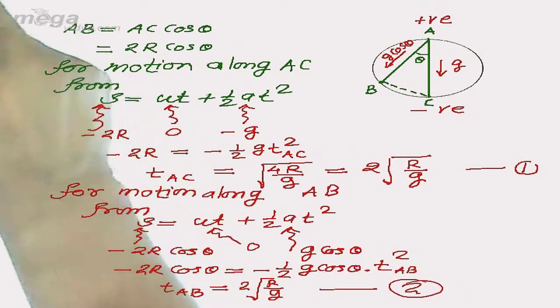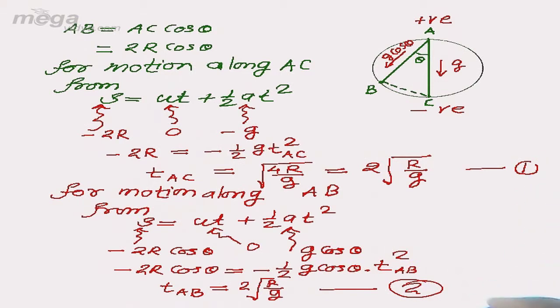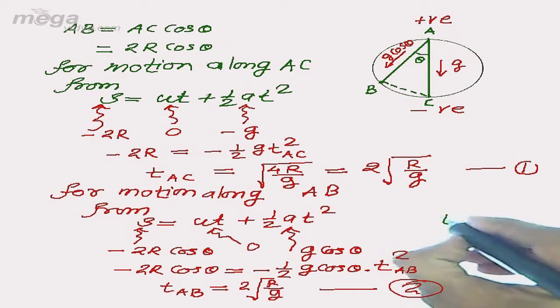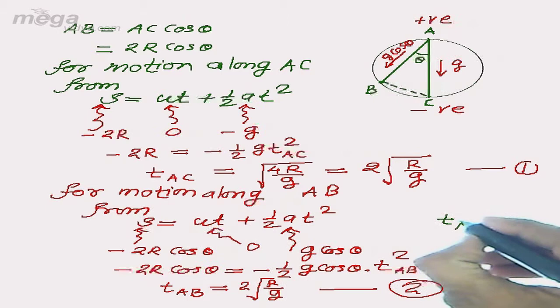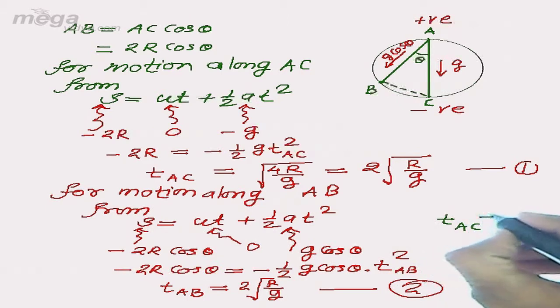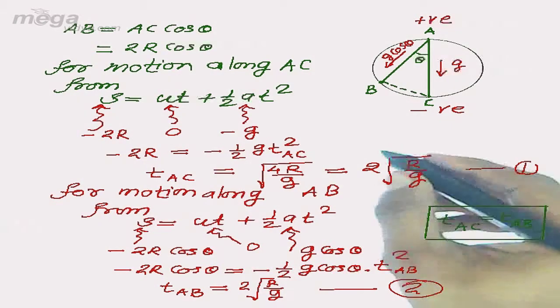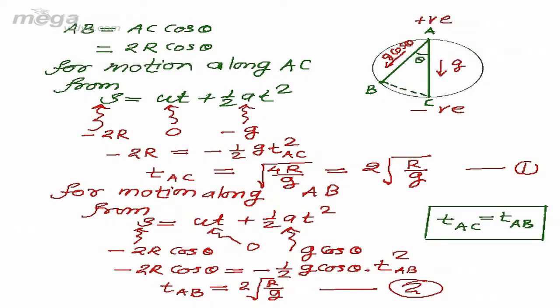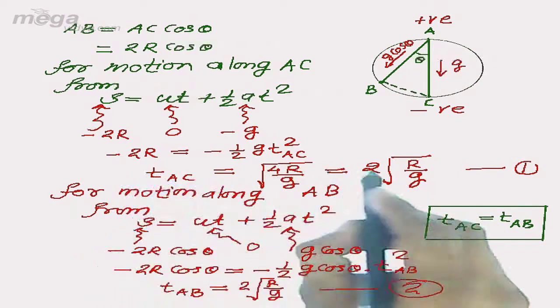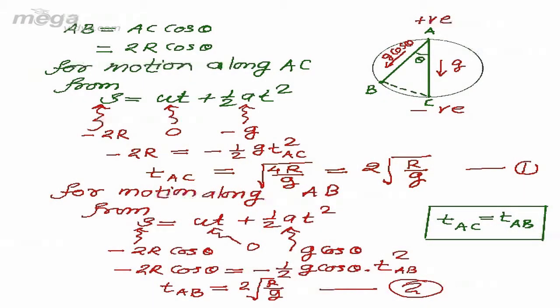Now by analyzing equation number 1 and 2, we can say that the time taken to slide down from A to C is equal to the time taken to slide down from A to B. Hence we have proved that t AC is equal to t AB. Here you can easily see that the time taken to slide down from A to C and the time taken to slide down from A to B is the same and is equal to 2 times under root r by g.